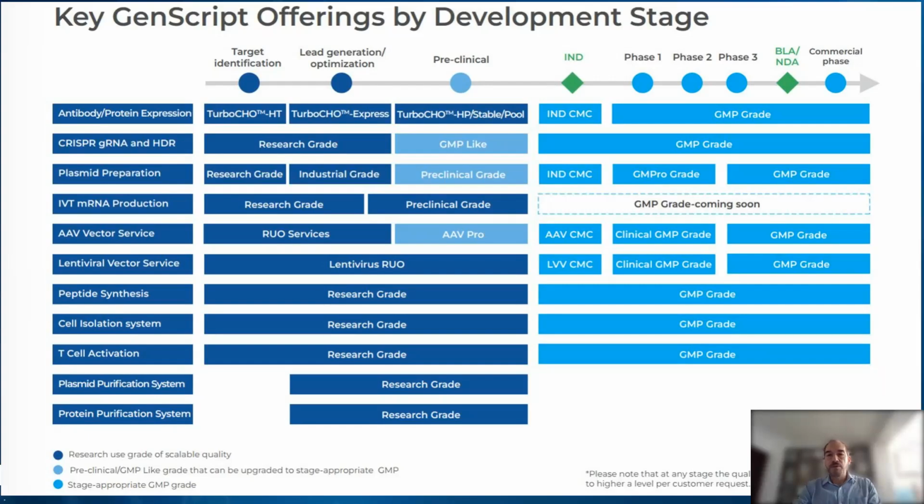Also, the consumables can support research and GMP production. We have excellent T-cell activation reagent that we offer in research grade and GMP grade. And we have, as I mentioned, some automated purification systems, plasmid purification system and protein purification system that's usually excellent for research use and scaling up your research in later stages.